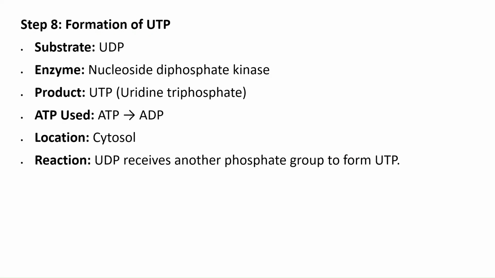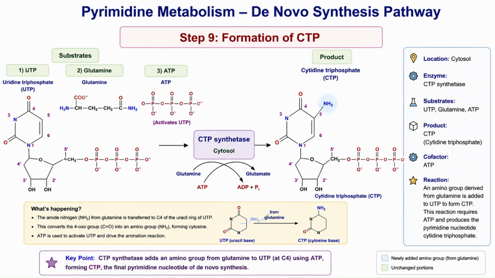For the notes, UDP receives another phosphate group from the ATP through the enzyme nucleoside diphosphate kinase to form the UTP. UTP is an important pyrimidine nucleotide used in the RNA synthesis and also acts as a regulator of the pyrimidine metabolism. Now coming to the last step, that is the formation of the CTP.